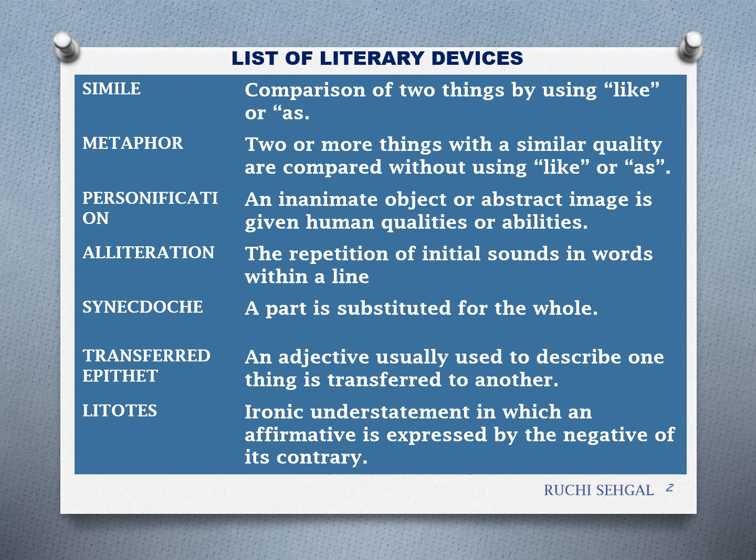So first, let us look at the list of literary devices that have been used in your chapters, starting with the simplest one, and that is simile, which is a direct comparison using words like or as. The perfect example for this is like the morning birds from your chapter, Lost Spring. Metaphor is an indirect comparison where two or more things with a similar quality are compared without using like or as. Example, paper seeming boy.